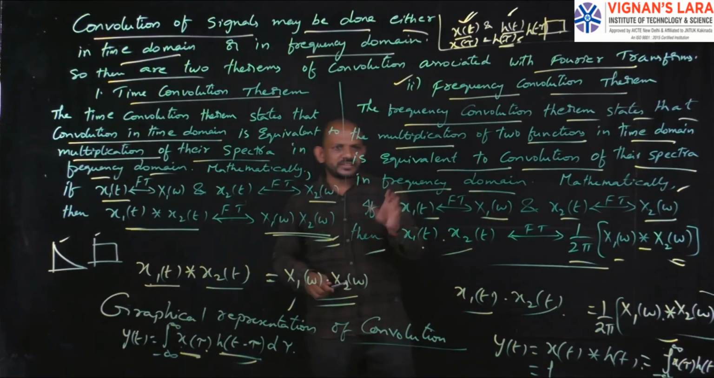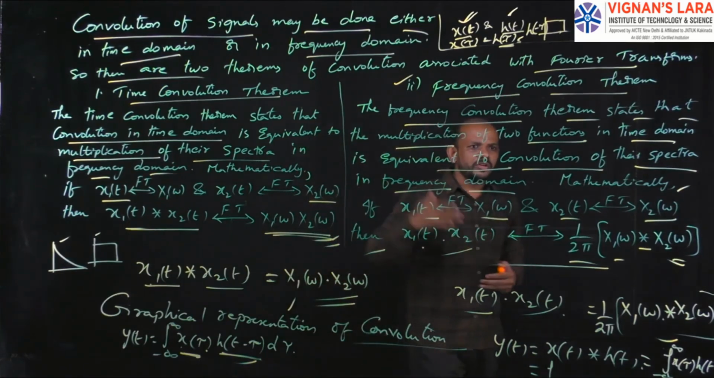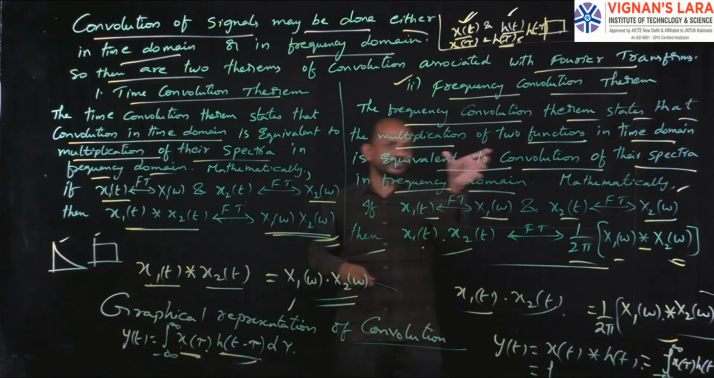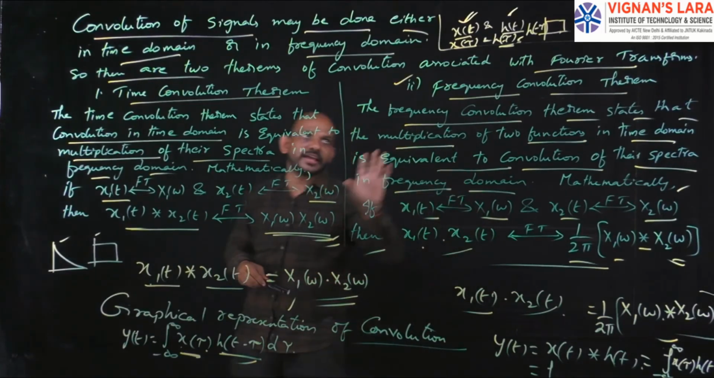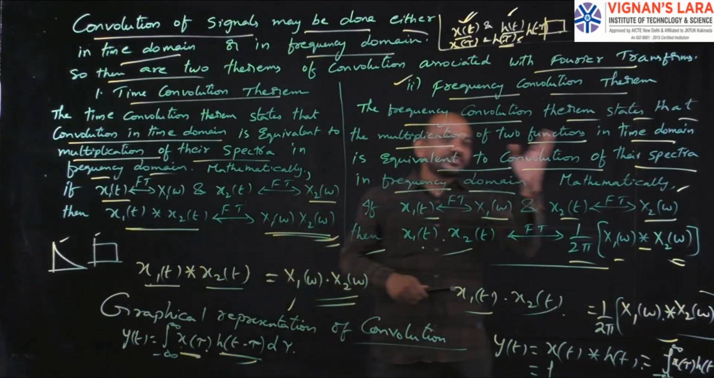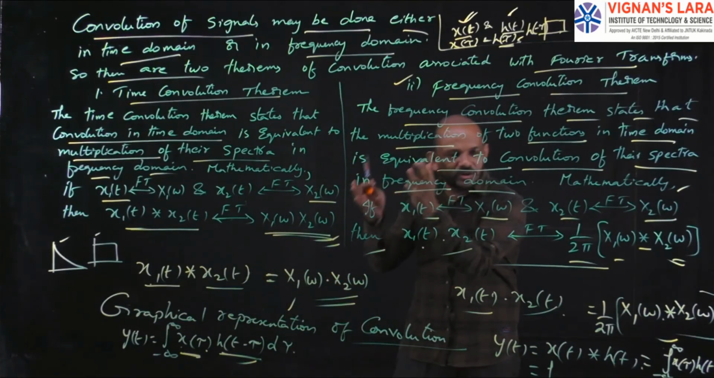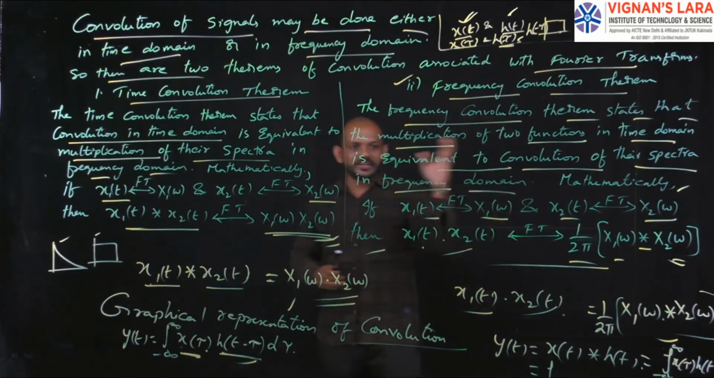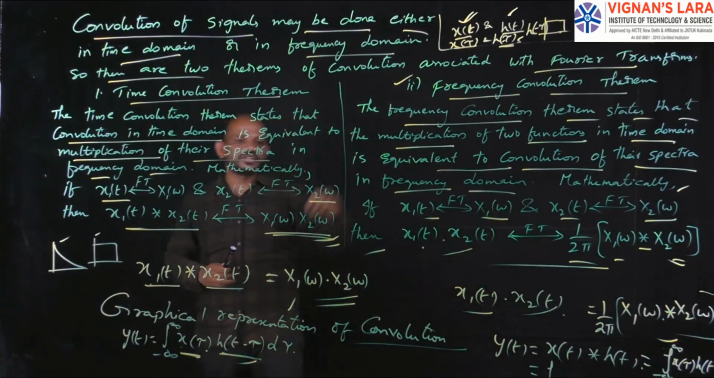Simply, first they will give x of t and h of t. So replace t with tau, and you get x of tau and h of tau. Draw the diagrams of those two equations. First step. Next, you have to go for the reversal of h of tau. Keep the x of tau diagram as it is and go for the reversal of h of tau, that is h of minus tau. Draw diagrams of x of tau and h of minus tau.